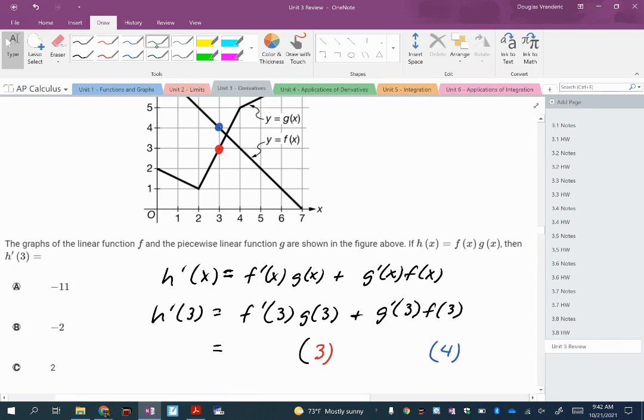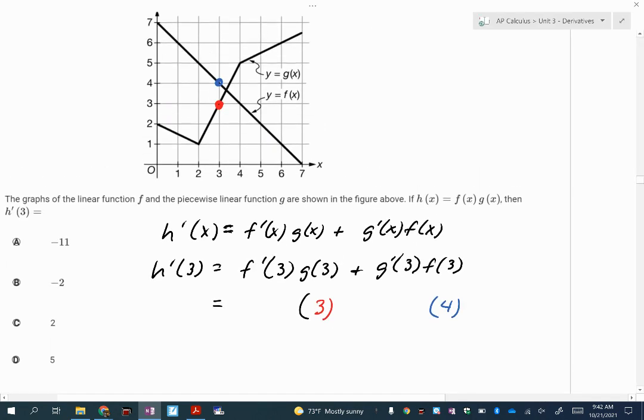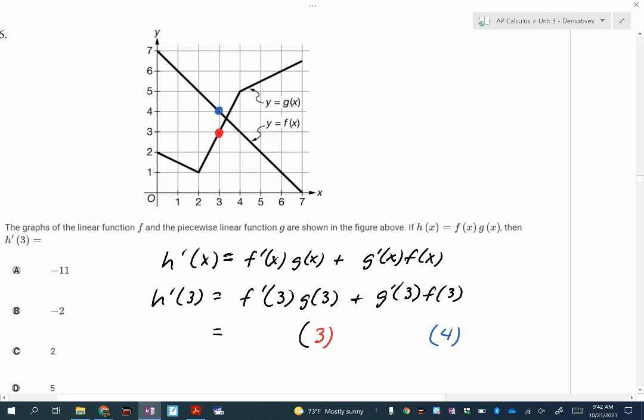Now here's where it gets a little tricky. I'll use green for the slope here. But f prime of 3, remember, that's going to be the slope when x is 3. So actually, the slope of the tangent line, I should say, the tangent line is actually the line f of x. So if I can find the slope of the f of x line, that's going to give me my value for f prime of 3. So the slope looks like it's up 1, left 1, right? Up 1, left 1 is going to be a negative 1.